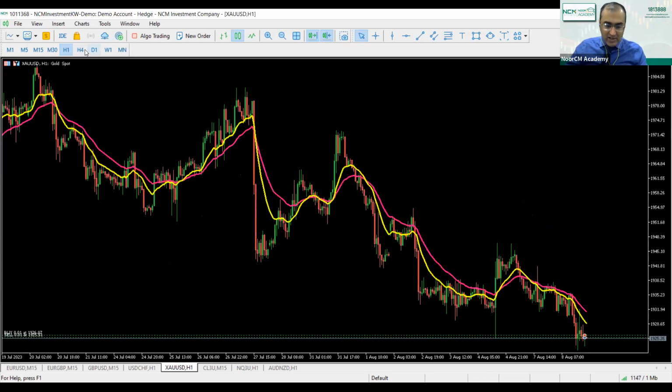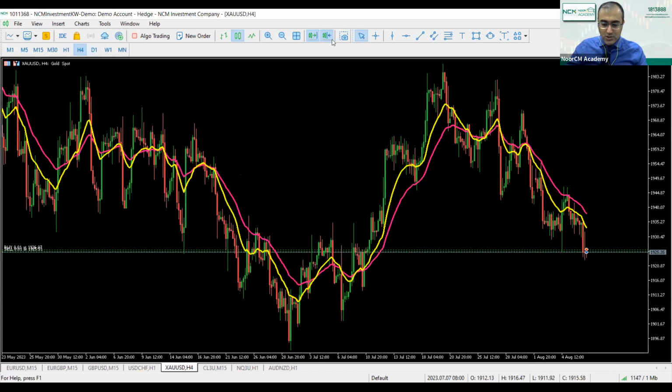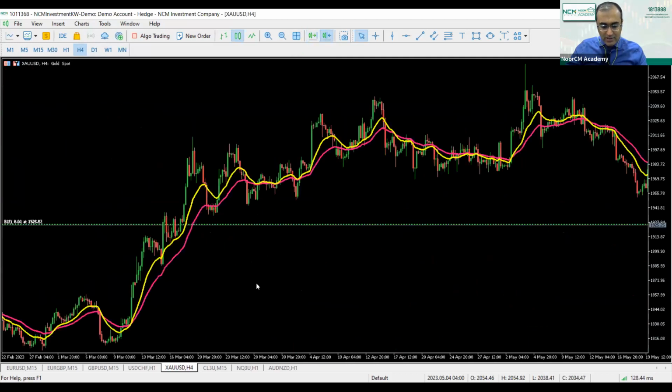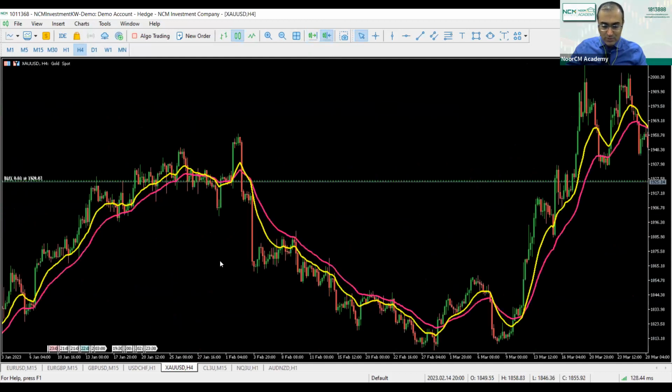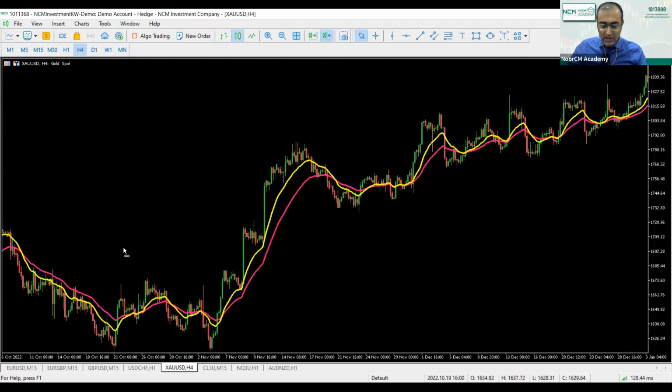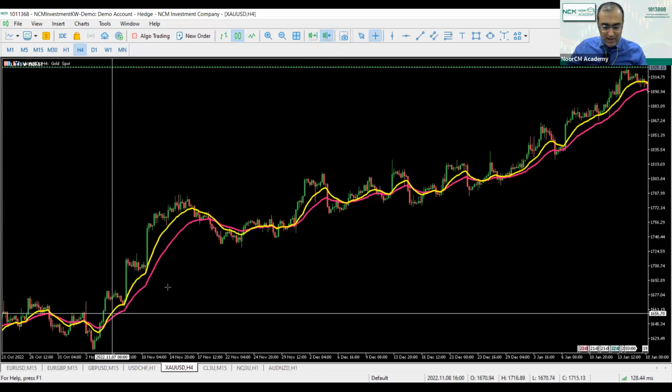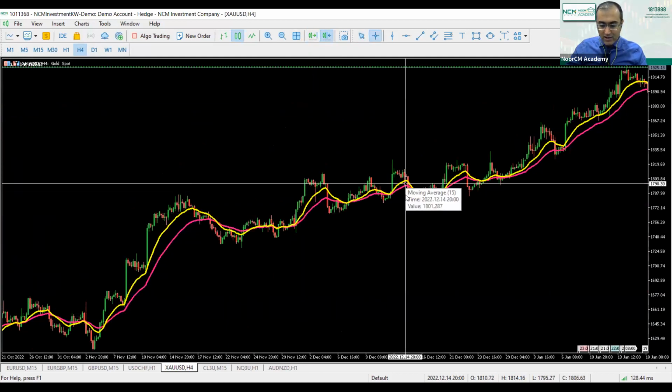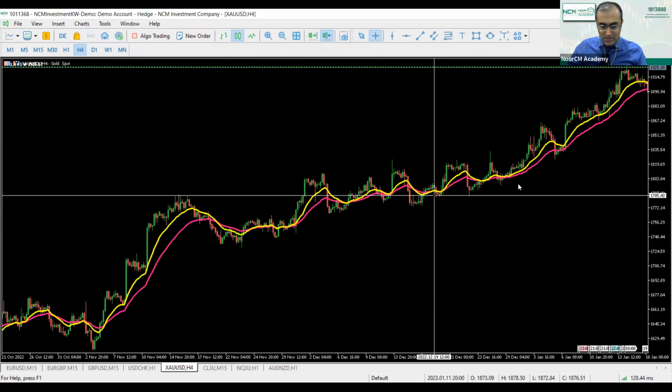Just back test it. Back testing means zoom out. These are some important areas in the MetaTrader platform. If you want to go back in chart history, disable the auto scroll so that you can go back. Just back test it. Which chart looks good? Which chart is comfortable? See, you buy here, you sell here. You buy here, you sell here. All these crosses.